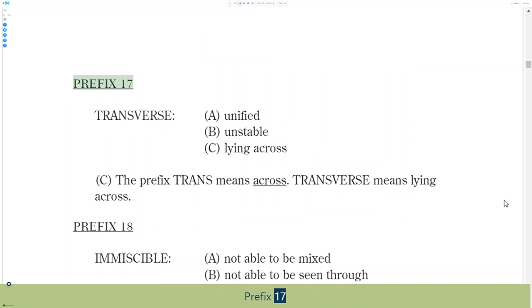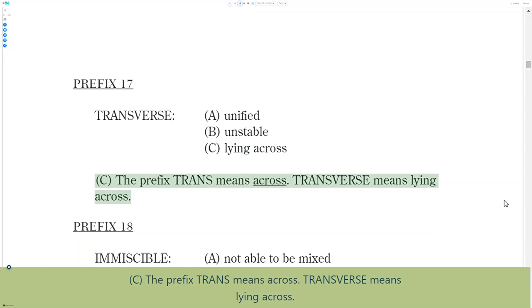Prefix 17. Transverse. A. Unified. B. Unstable. C. Lying across. C. The prefix trans means across. Transverse means lying across.